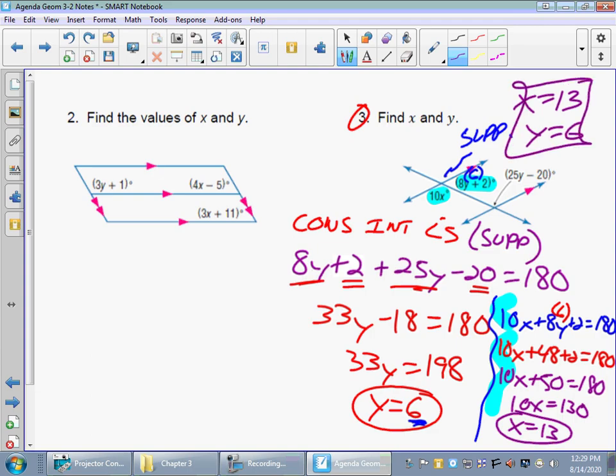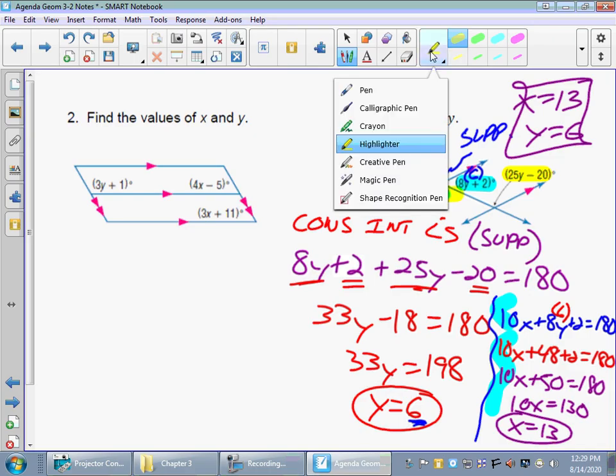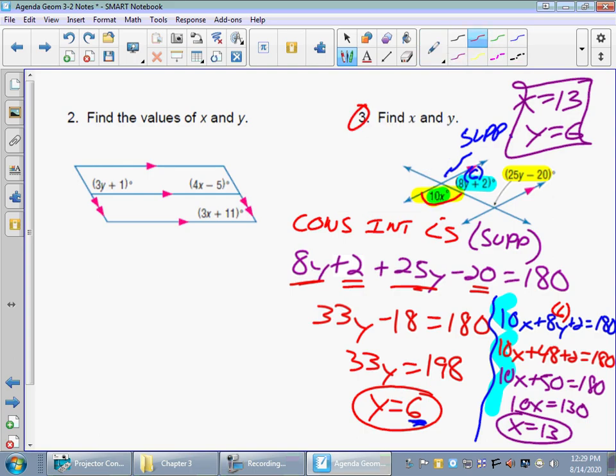Okay? Another way to do that would be to take a look at this relationship here between the 10x and the 25y minus 20. What is their relationship? Well, they are both alternate interior angles. They're interior, but then alternate sides. So you could have set those equal to each other and done it that way. You might have liked that way a little bit better. Okay? But just another way. There's more than one way to solve that problem.